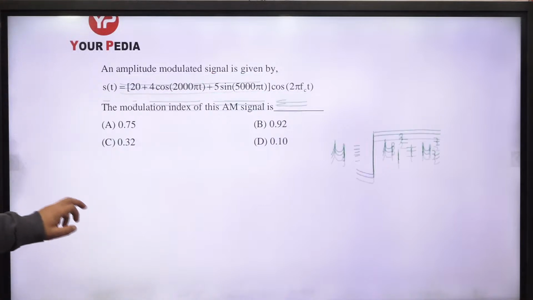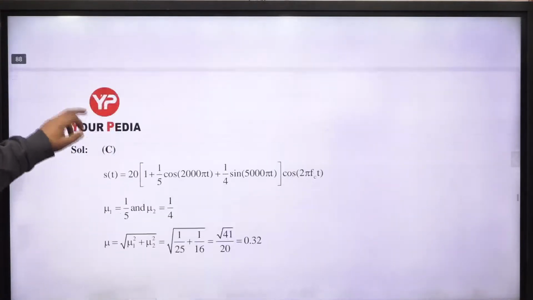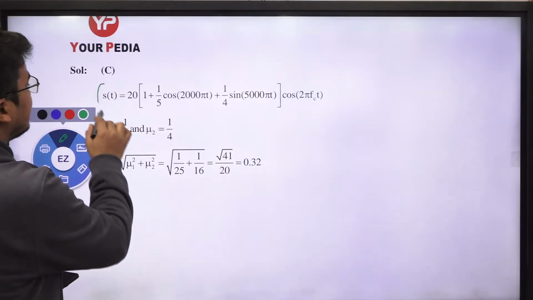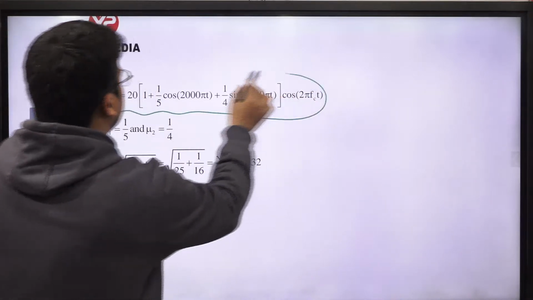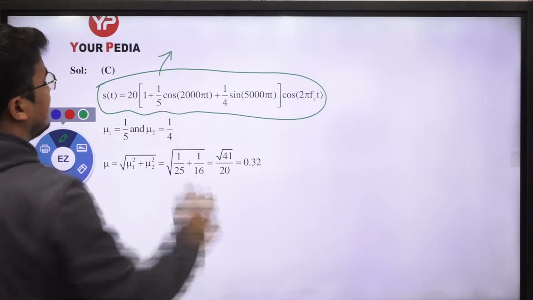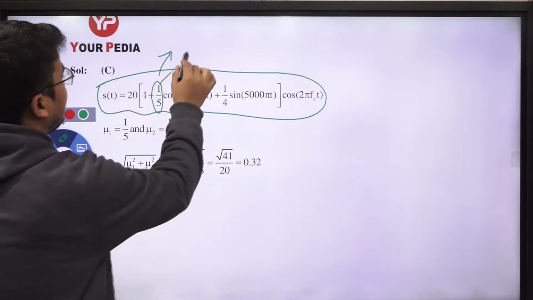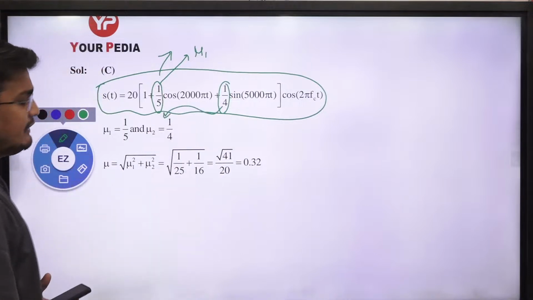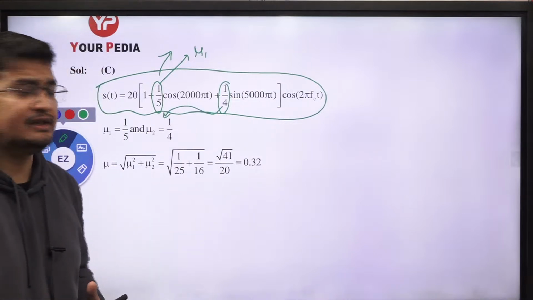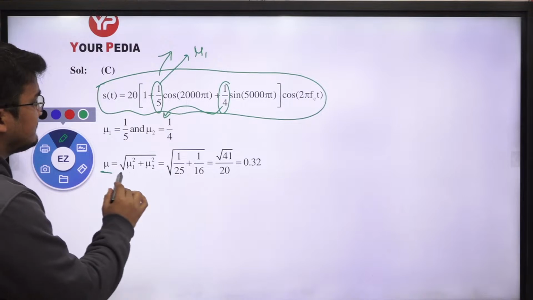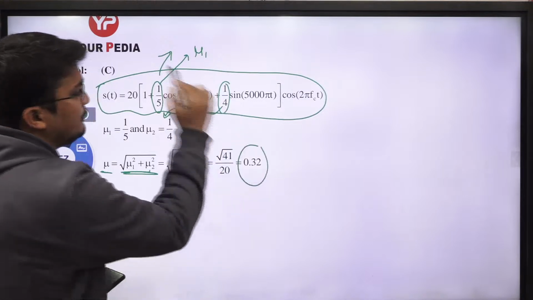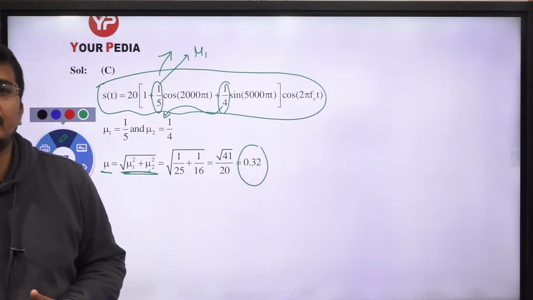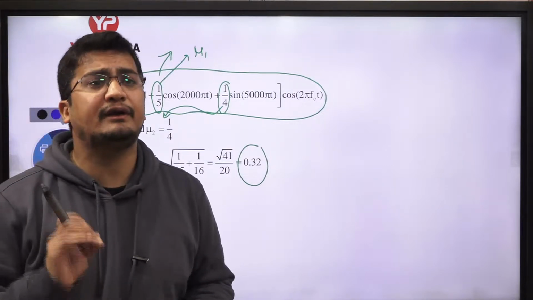So guys, I am providing you the solution for this multi-tone modulation. The answer will be C, 0.32. First I need to convert the given equation into the standard AM equation. If I compare it with the multi-tone standard AM equation, this will become mu1 and this will become mu2. When we have the multi-tone modulation equation, the overall modulation index is given by this equation, which turns out to be 0.32. That's what I told you in the beginning: the questions are of all kinds. They are straightforward, they are lengthy, they are a bit tricky also.